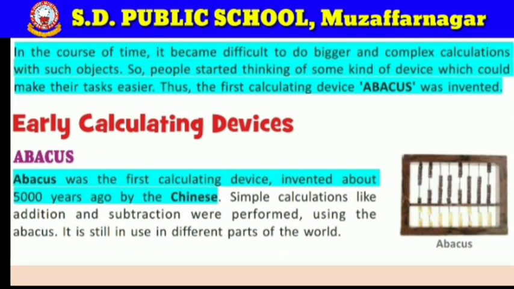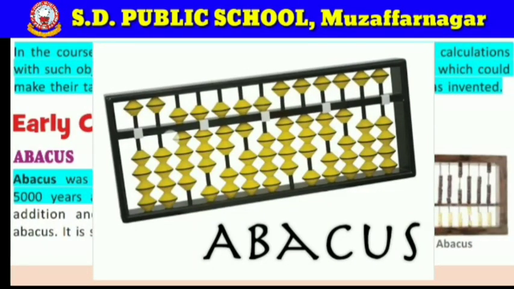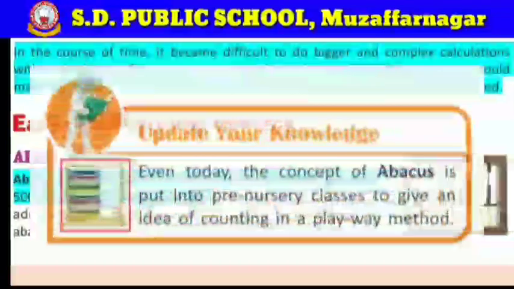I know many of you must have used it in your abacus class. Let me tell you the history of abacus. Abacus was the first calculating device invented by Chinese people about 5,000 years ago. It consists of a wooden frame with several rods having beads. The frame is divided into two parts called earth and heaven. The abacus can be used to perform basic mathematical operations like addition and subtraction.